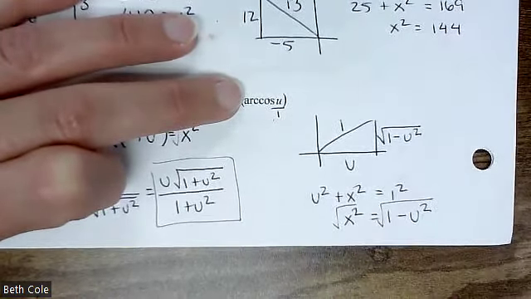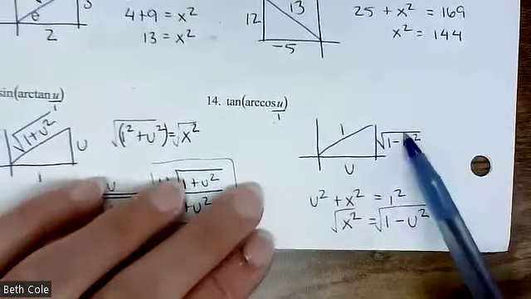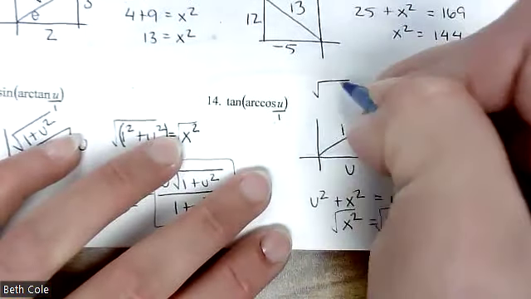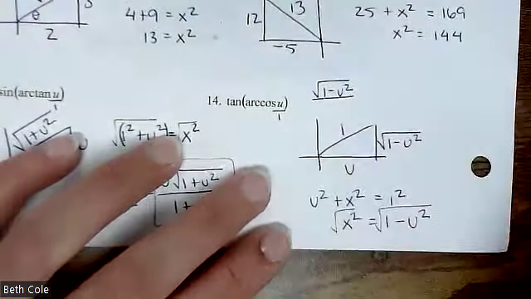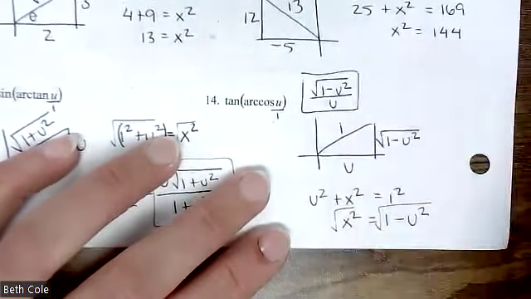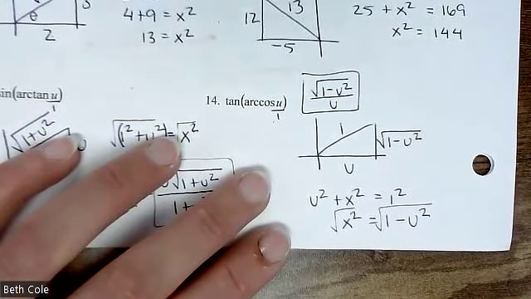So that is your work. Then you answer the question. It says tangent. Tangent is opposite over adjacent. So it's going to be that awful square root that we got over u. It's the exact same process. There's just no numbers in it. So you just leave the variable placeholders in there.